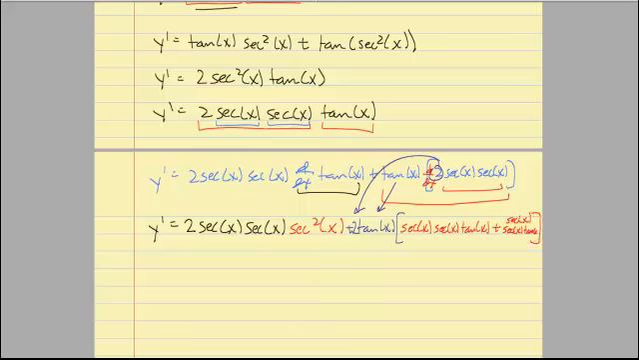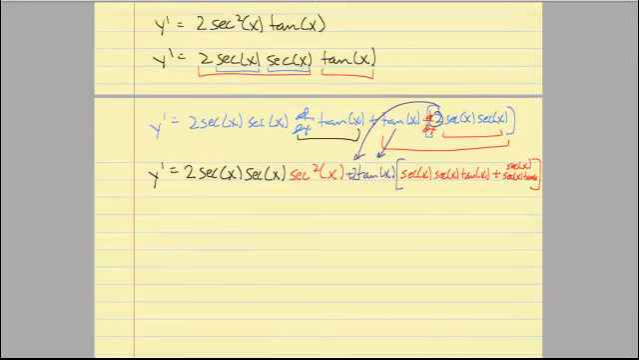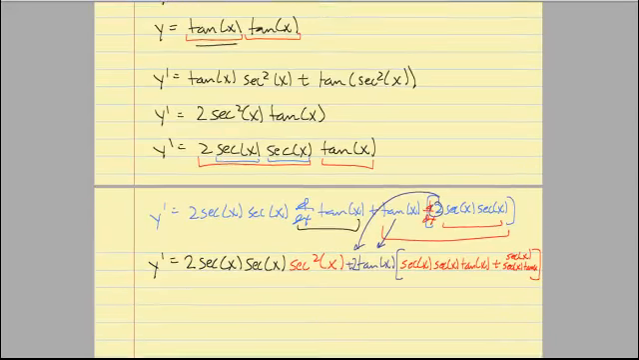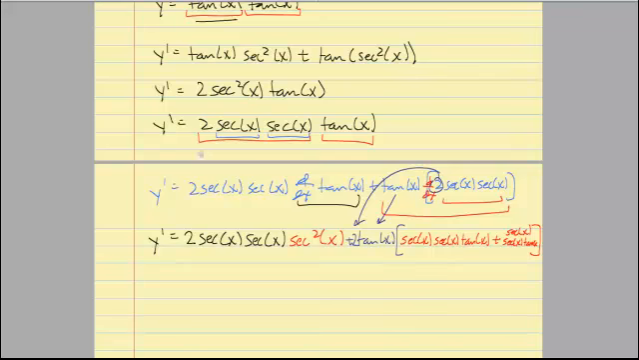And kind of a big mess here. Let's go ahead and simplify this up. Was this y prime or y double prime? This is a rewrite of y prime. This is y double prime. Yeah, y double prime.